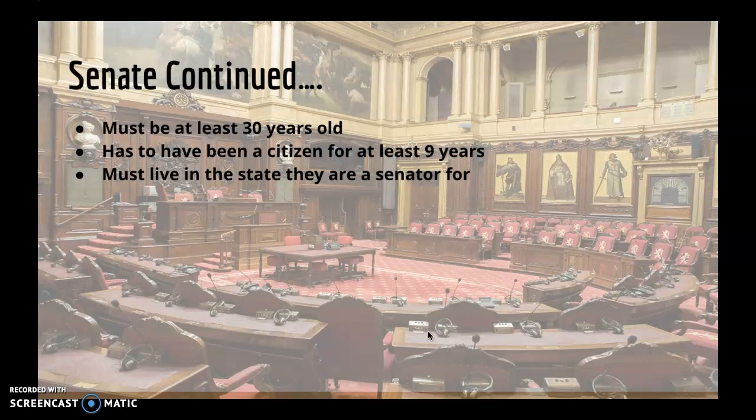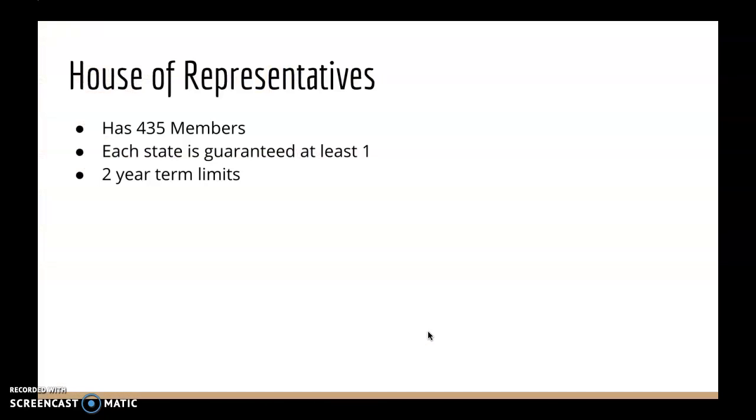So in order to be a senator, you have to be at least 30 years old. You must be a citizen of the U.S. for at least 9 years, and you must be living in the state that you are a senator for. You cannot come from California, live in California, and decide to be a senator for South Carolina. That's not how it's going to work.